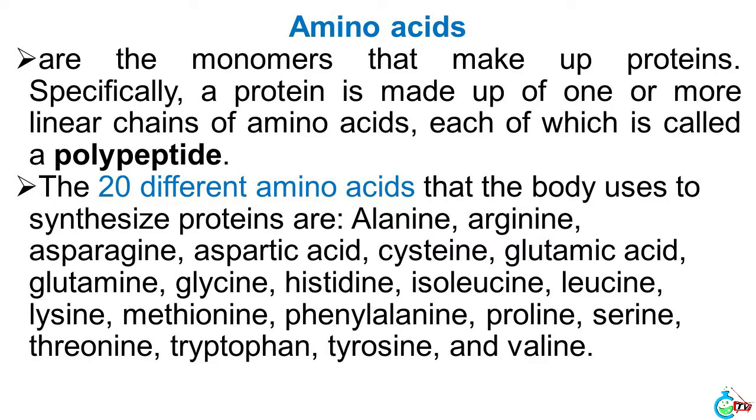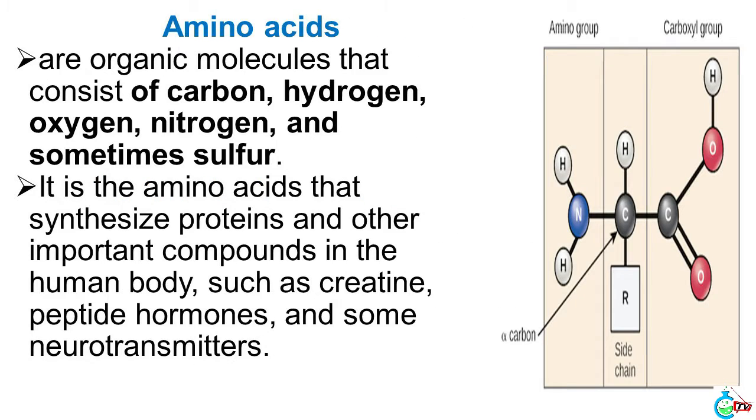Amino acids are the monomers that make up proteins. Specifically, a protein is made up of one or more linear chains of amino acids, each of which is called a polypeptide. The 20 different amino acids that the body uses to synthesize proteins are alanine, arginine, asparagine, aspartic acid, cysteine, glutamic acid, glutamine, glycine, histidine, isoleucine, leucine, lysine, methionine, phenylalanine, proline, serine, threonine, tryptophan, tyrosine, and valine. They are organic molecules that consist of carbon, hydrogen, oxygen, nitrogen, and sometimes sulfur.